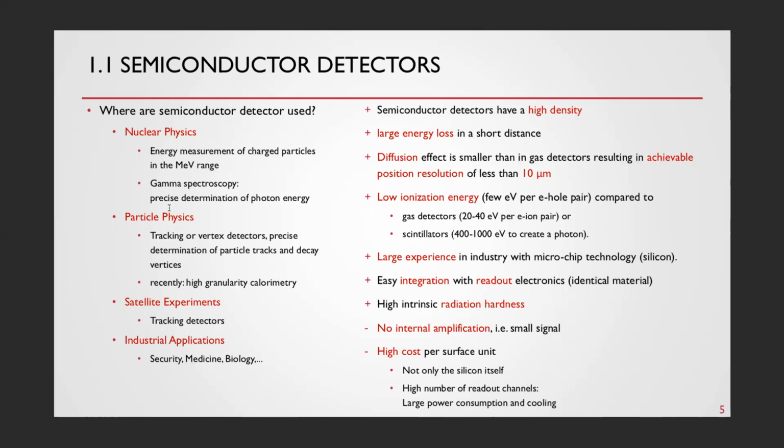In particle physics, that's our business, they are used for tracking and for vertex detectors, whose task is a precise determination of the particle tracks as they bend in the magnetic fields, and to reconstruct the decay vertices should such displaced decays take place. Now, in the last years, silicon detectors are also increasingly used for calorimetry.